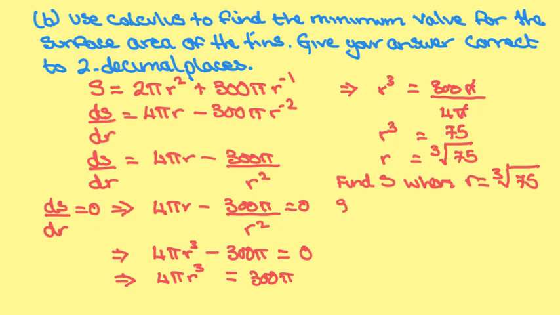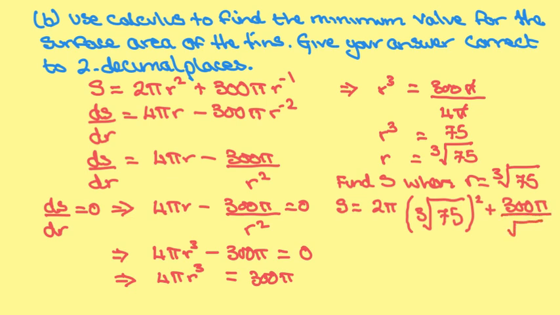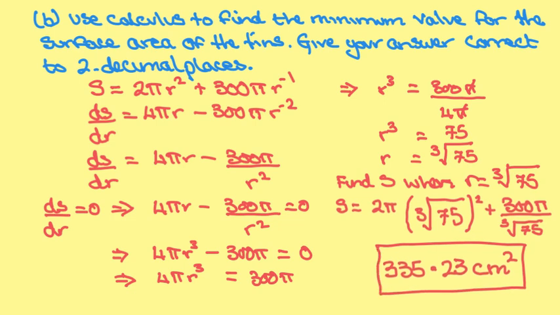So I'll substitute: s is equal to 2 pi times the cube root of 75 squared, plus 300 pi over the cube root of 75. Use your GDC to solve this, and I get a final answer of 335.23 centimeters squared as the minimum surface area for the tins.